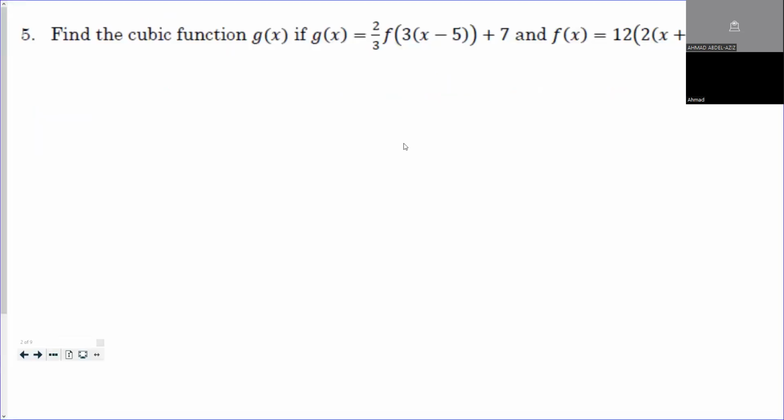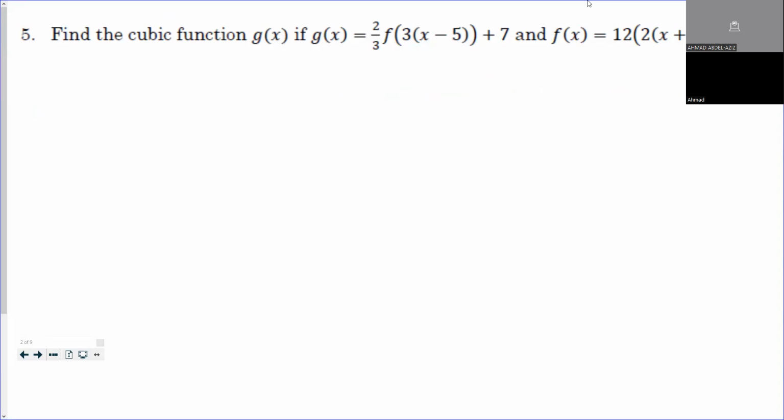All right, so number 5 on the homework. I want to find the cubic function g of x. If g of x equals 2/3 f of 3 times x minus 5 plus 7, and f of x is 12 times x plus 6 cubed minus 45. So for this one, I want to see what g of x is going to equal if g of x is these transformations on f of x.